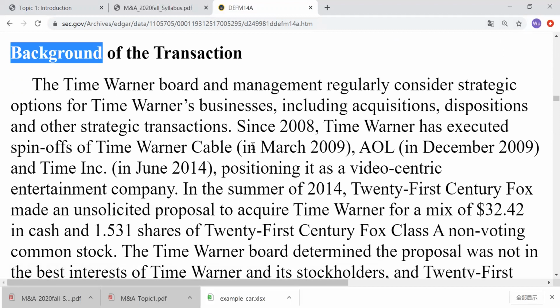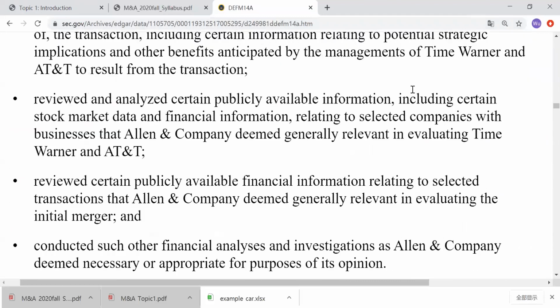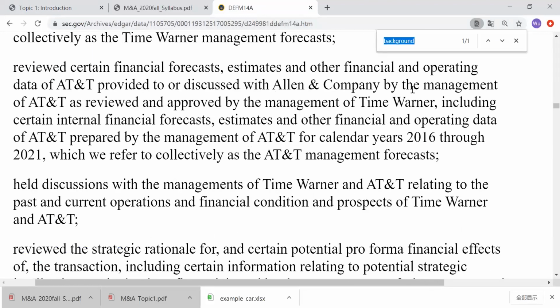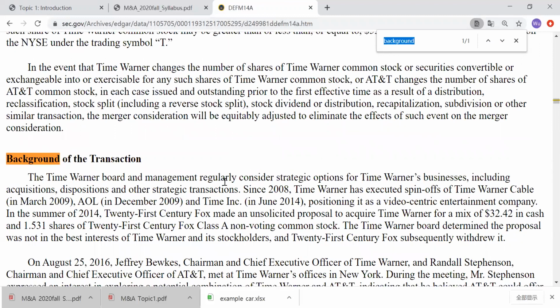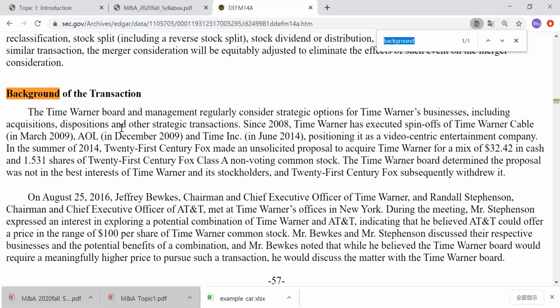Now you can see in this section called the background of the transaction, you will find the history of this transaction. Basically, what are the events that led to the final announcement of the deal? This is the deal between AT&T and Time Warner. First, the Time Warner board regularly considered strategic options. These are all the historical events. This is what happened to Time Warner in 2008: they spun off Time Warner Cable, AOL, and Time Inc.